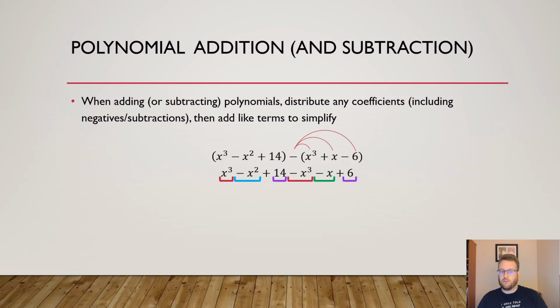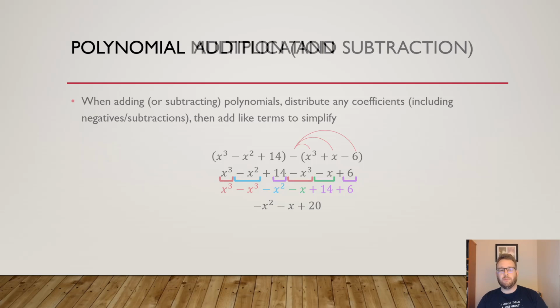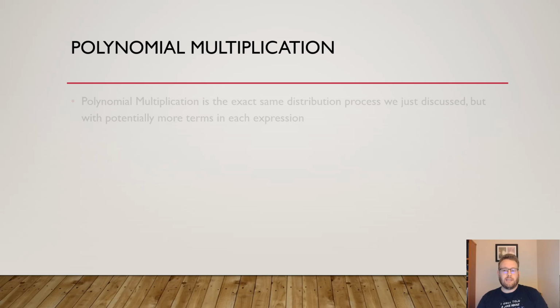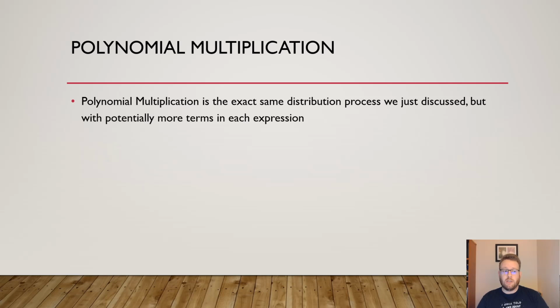So I can scramble them together, rearrange them, and you'll get x cubed minus x cubed, which does cancel out to 0. Negative or minus x squared, negative or minus x, and then 14 plus 6. So when we simplify it by combining like terms, canceling out the x cubes, and adding 14 and 6, we end up with negative x squared minus x plus 20. Lastly, we have polynomial multiplication, which is exactly like the distribution process we just saw.